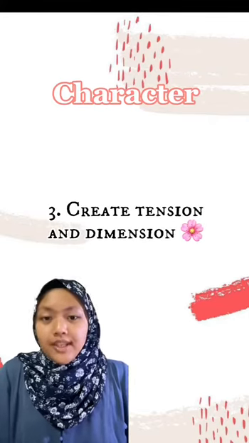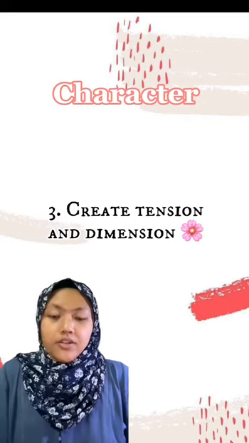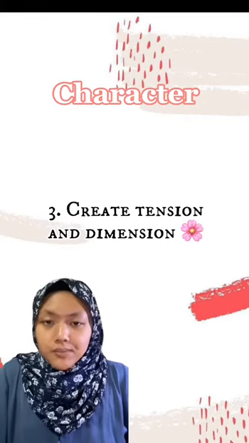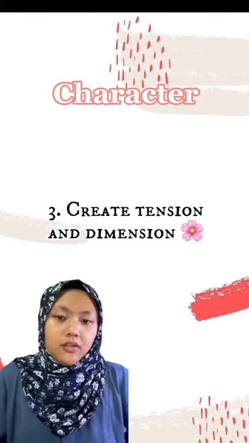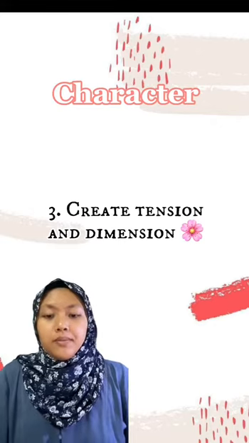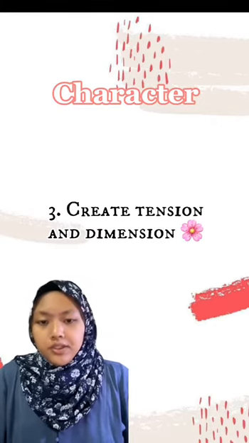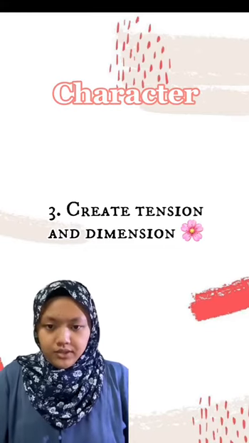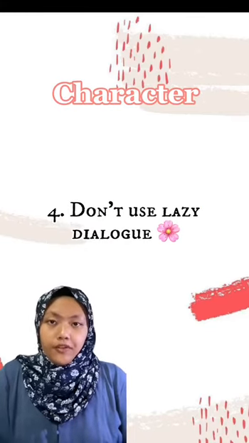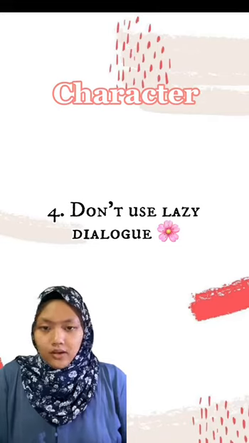Third, create tension and dimension. Your characters don't have to be 100% likable 100% of the time. Living beings are not one-dimensional. They aren't even 3-dimensional, they are multi-dimensional. Fourth, don't use lazy dialogues.